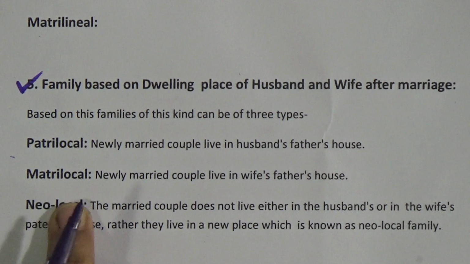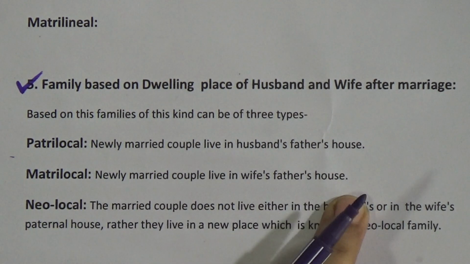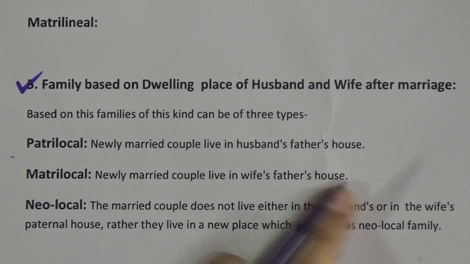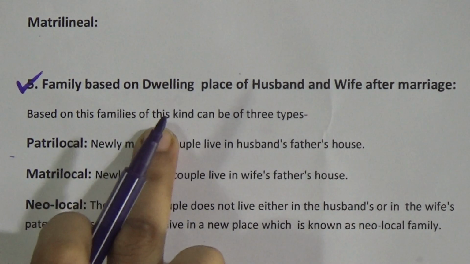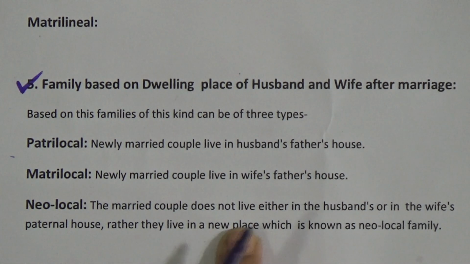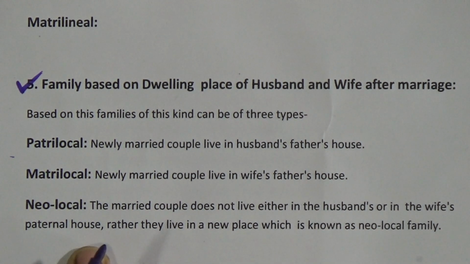And now matrilocal is when a newly married couple lives in the wife's father's house. This is very common in Garo and Khasi families. Neolocal means the married couple does not live in either the husband's or the wife's paternal house, rather they live in a new place, which is known as a neolocal family.